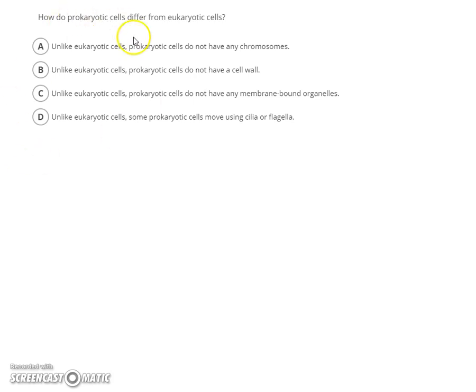So, unlike eukaryotic cells, prokaryotic cells do not have any chromosomes. No, they definitely have chromosomes. Unlike eukaryotic cells, prokaryotic cells do not have a cell wall. Wrong. Prokaryotes do have a cell wall. Some eukaryotes, like us, animals, don't have a cell wall. So that's actually kind of backwards.